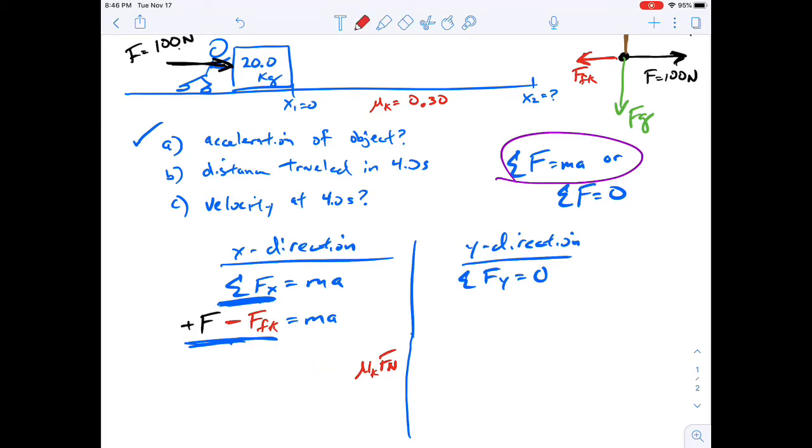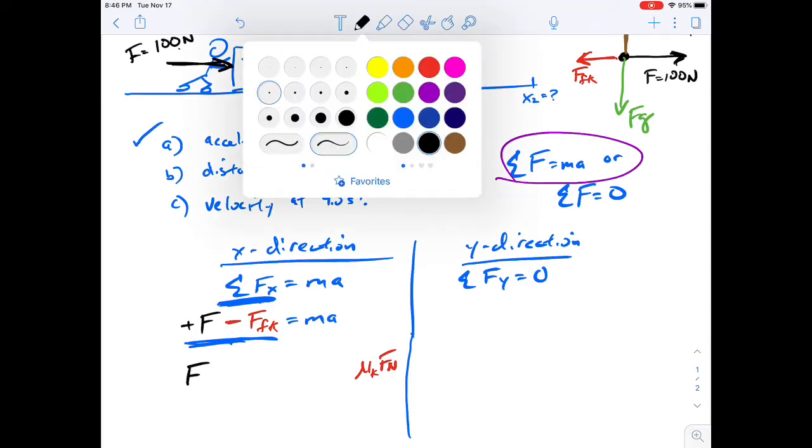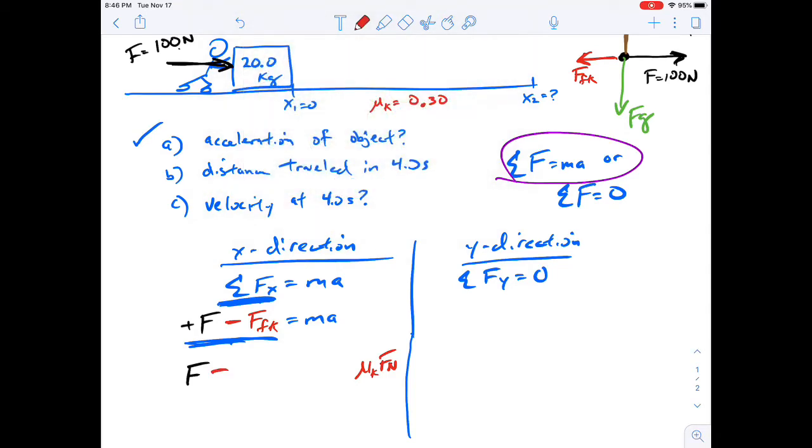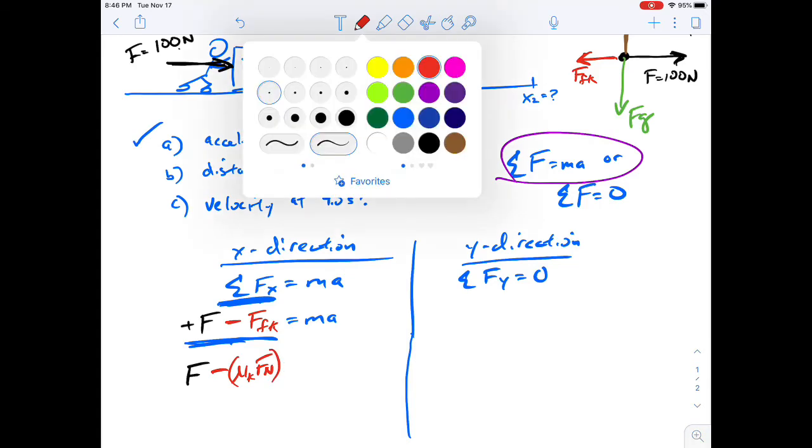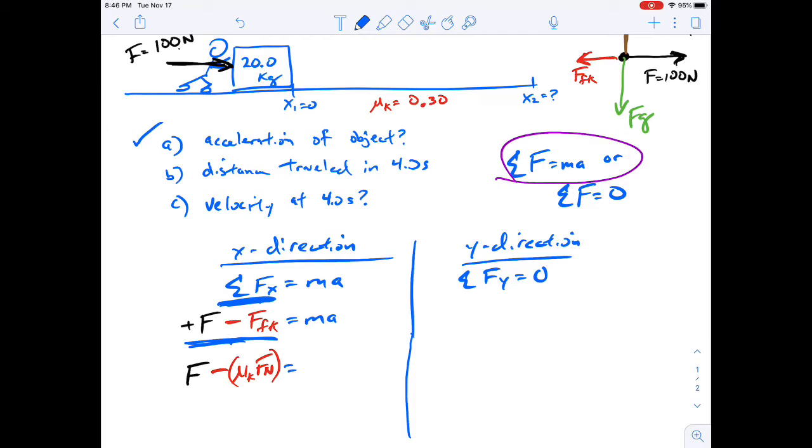I'm just going to keep the F, and we get rid of the positive, because once I denote it, I can then see what's going on. Minus, and I'm going to take that force friction, and I'm going to substitute that right over here. Right? That's the same thing. Force of friction is equal to mu k times Fn. So I'm building this equation.